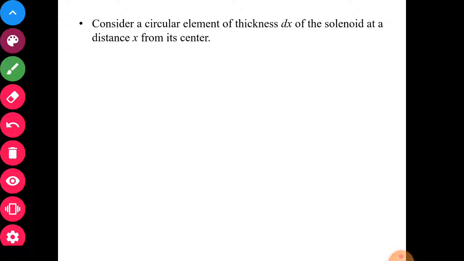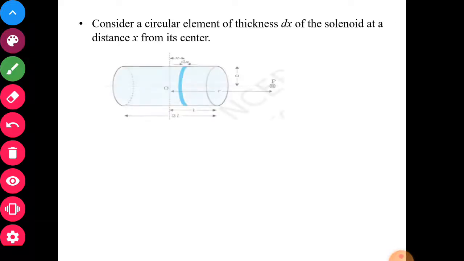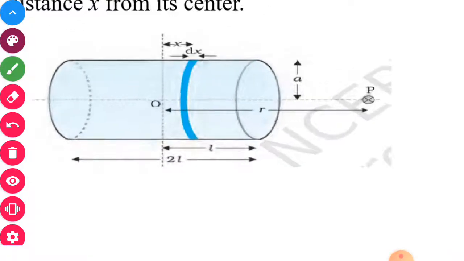Consider a circular element of thickness dx of the solenoid at a distance x from the center. Now try to understand. We have considered a very small segment of width dx, which is situated at distance x from the center. So this distance is how much? x. Now the width of this is dx.